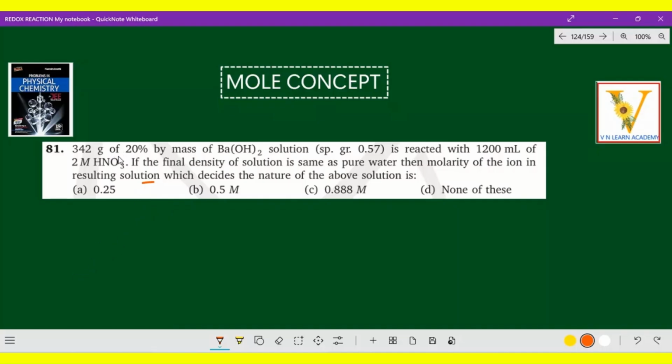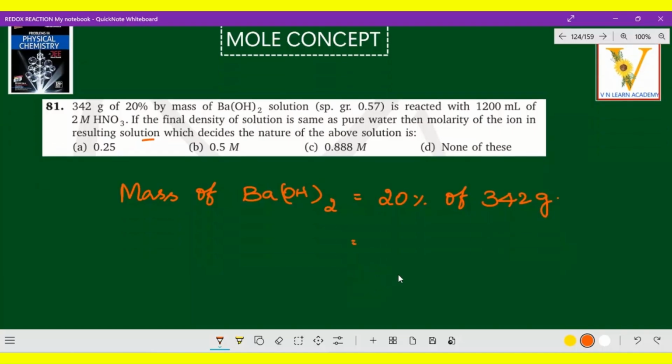So first and foremost, the given mass: 342 gram of 20% by mass. So the mass of barium hydroxide is 20% of 342 gram. How do we get that mass? Total mass into percentage. Total mass is 342 gram, into percentage, 20%, so we can take it as 0.20.